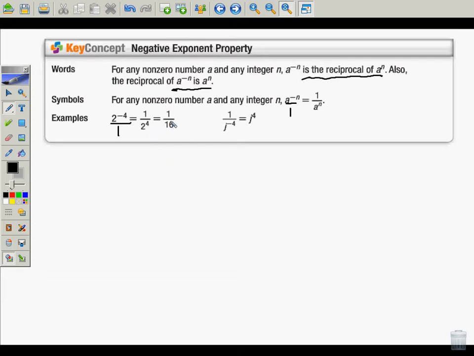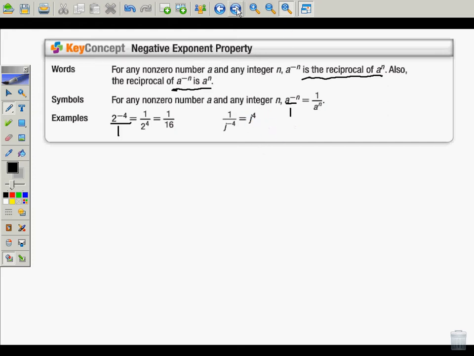If we look at our second example, we've got 1 over j to the negative 4. J to the negative 4 is negative. Okay, we've got a negative exponent. That exponent is unhappy. How do we make it happy? How do we make it positive? We just change its spot. So we go from the denominator to the numerator, and now it is happy and positive.